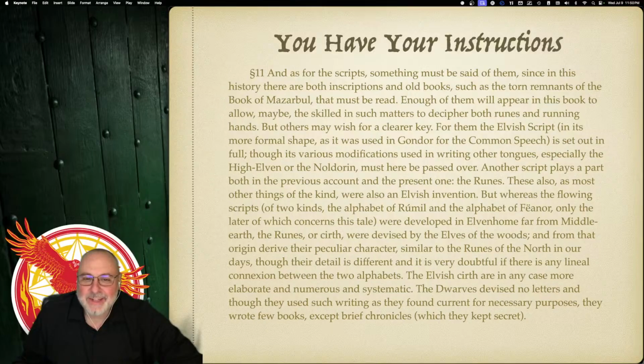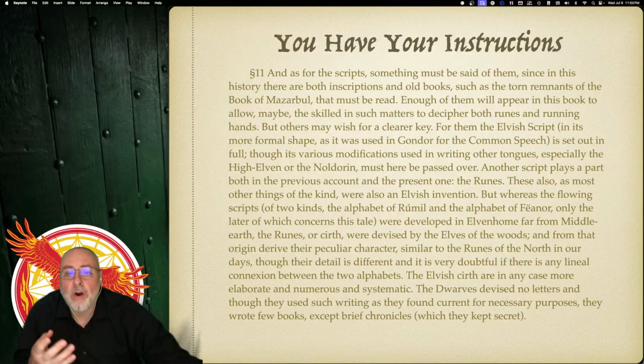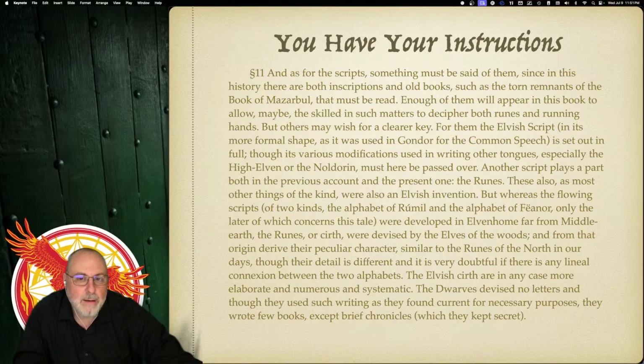I love this passage about the scripts. And as for the scripts, something must be said of them, since in this history there are both inscriptions and old books, such as the torn remnants of the Book of Mazarbul, that must be read. Did you catch that? That must be read. So notice, by the way, he's assuming, or maybe hoping, that his Book of Mazarbul illustrations are going to be included in The Lord of the Rings. As Christopher points out in his notes, he always was bitterly disappointed that never happened.